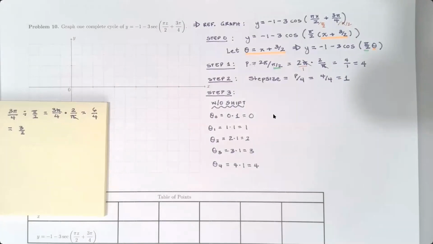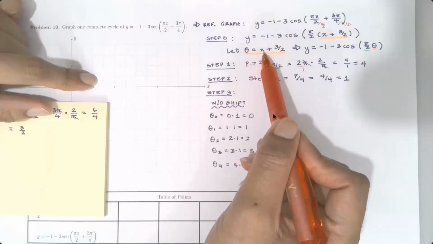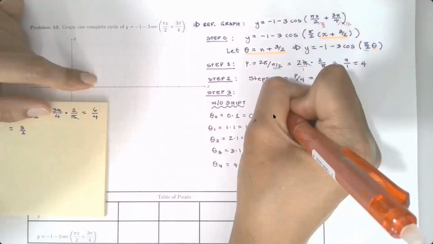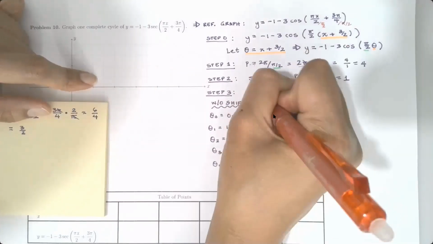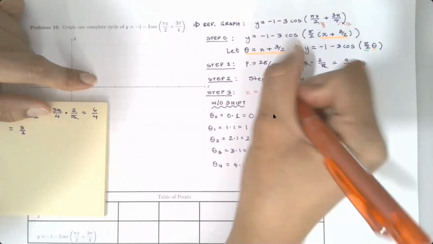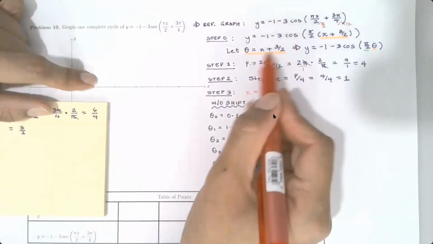Now with the shift, we have to go back to this equation and solve for x. Okay, so if we solve for x, I'll write it here because I'm not going to have enough room to write it up here. We're going to get that x is equal to a theta minus 3 over 2, right? Because we're subtracting a 3 over 2 from both sides of the equation.